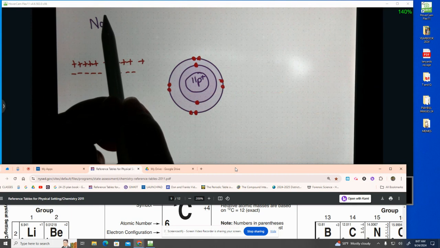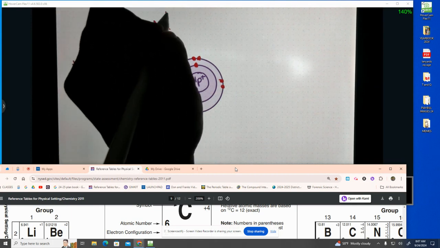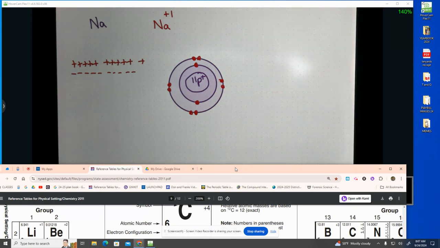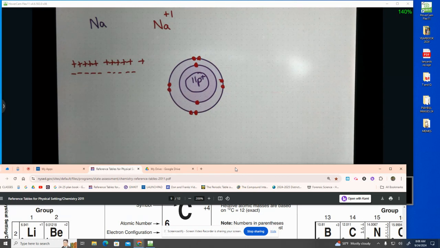I have nothing written in the upper right-hand corner. If I see sodium with a +1 in the upper right-hand corner, it is no longer an atom. It is called an ion. And why is it a +1 charge? Because it lost an electron. Okay, so that's the overall scoop.